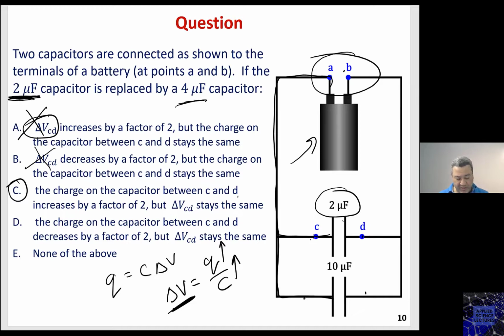The charge on the capacitor, now D: the charge on the capacitor between C and D decreases. No, it's not going to decrease. It will have to increase in order to maintain the same ratio for the potential difference.